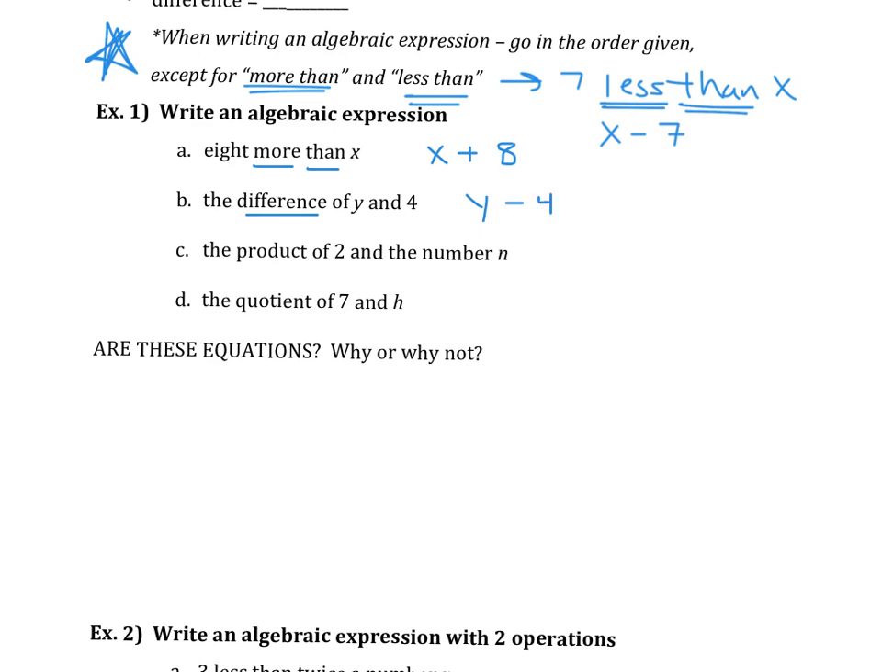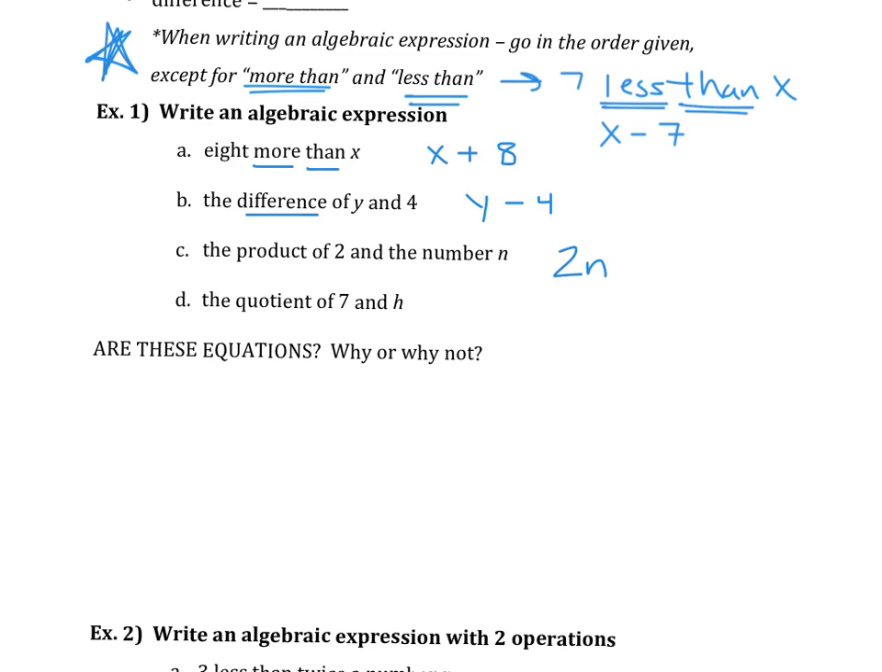Difference is minus, and you put them in the order they're given. Y minus 4. Okay, product is what? Multiplication. So the product of 2 and the number n is just going to be 2n. Remember when you multiply, you don't have to put the symbol in between. You can just put the 2 next to each other, right? Unless it's 2 numbers. Don't put them next to each other, then you're going to just make it look like a bigger number. But 2 and n, you just say 2n is 2 times n, okay?